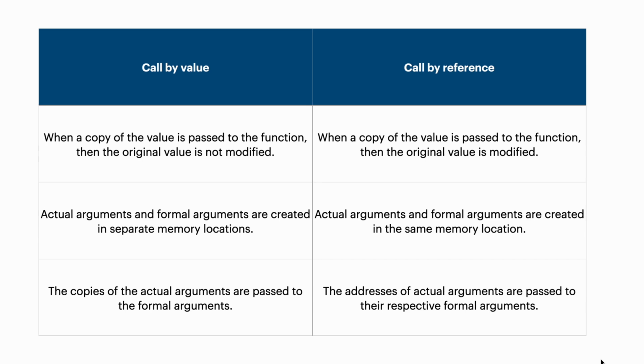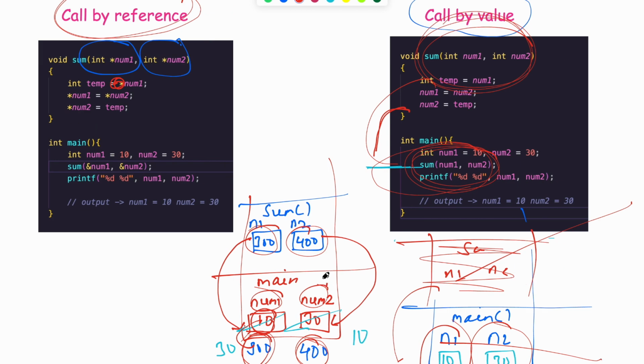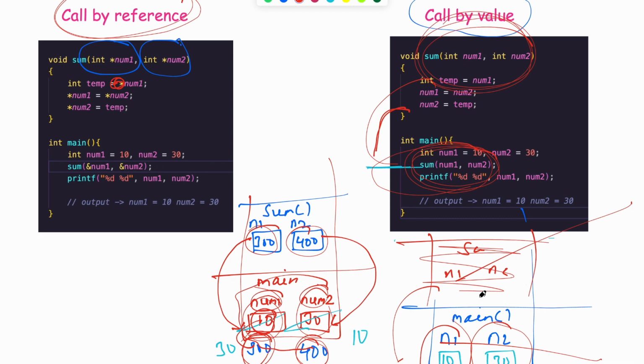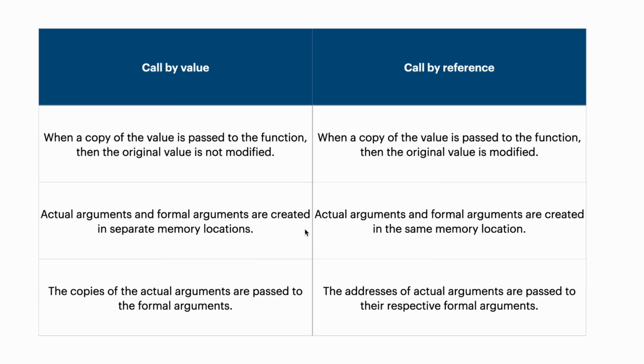But in terms of reference, both are created in the same memory because you are passing the address of this variable. And the last point is that in call by value, a copy of the actual arguments is passed to the formal arguments, and that is the reason why I said different copies are created. But here addresses of the actual arguments are passed, right? That is what we did. We simply passed the addresses, that is 300 and 400, to num1 and num2. So I hope you are clear on the difference between call by value and call by reference.